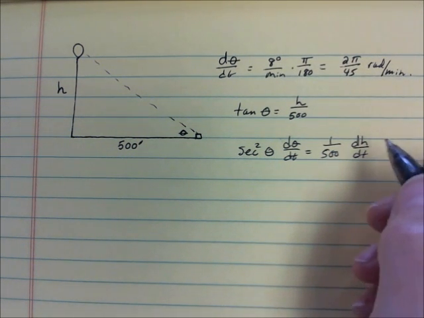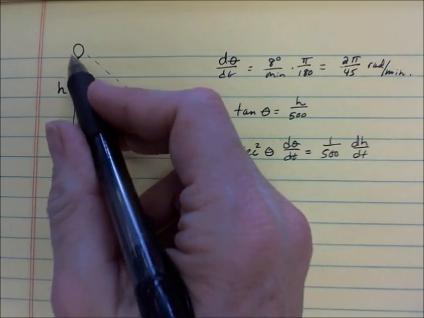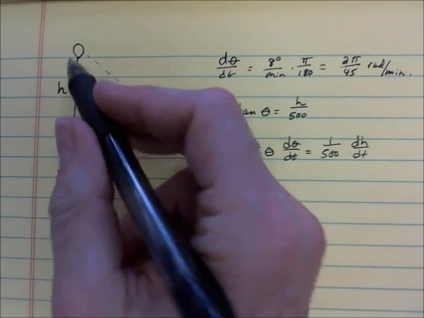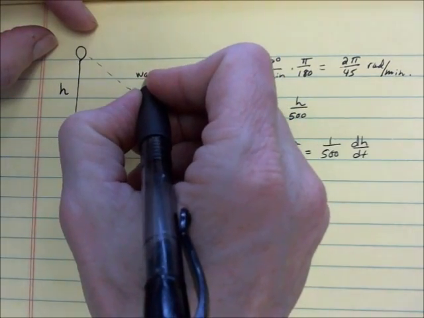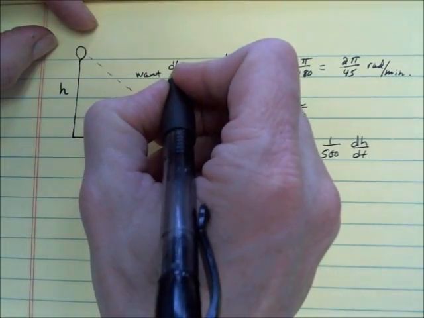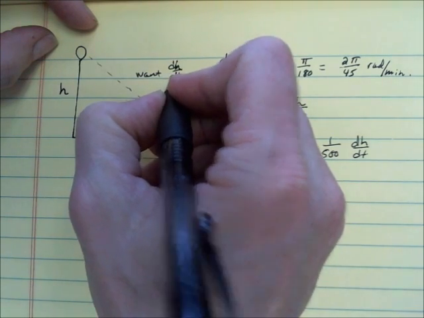Now this question asks, how fast is that balloon rising? So we want to know the change in the height. We want dh dt. So we'll mark that down here. We want dh dt.